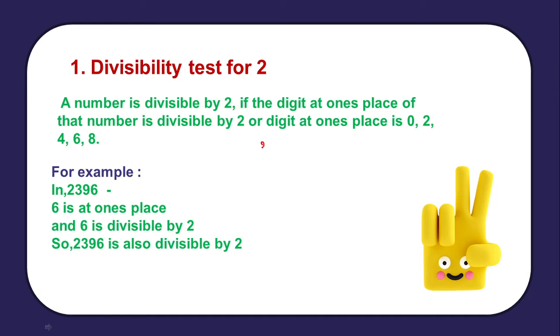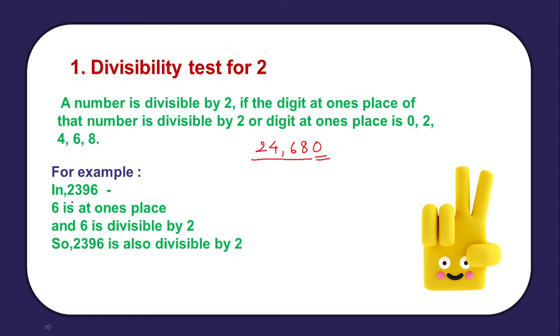Like, let me write 24680. If the last number is anything, it may be 2, 4, 6, 8, or 0, you can say that the number is divisible by 2. You're not going to check for the length, you have to just check for the last digit. If the last digit is anything out of 24680, then you can simply say that the given number is divisible by 2. So here I can say 24,680 is divisible by 2.